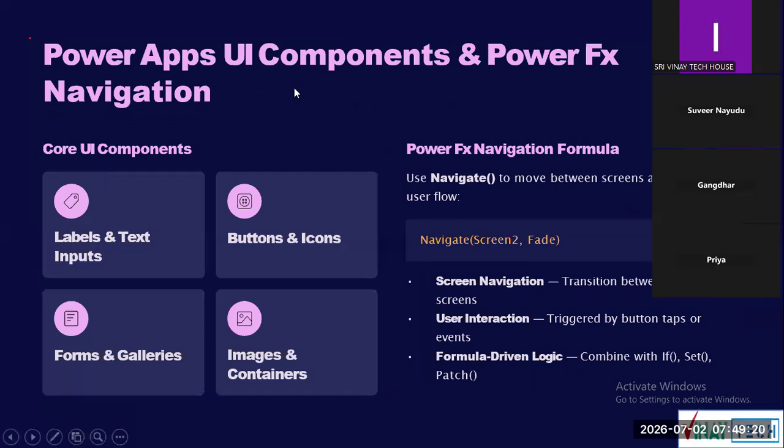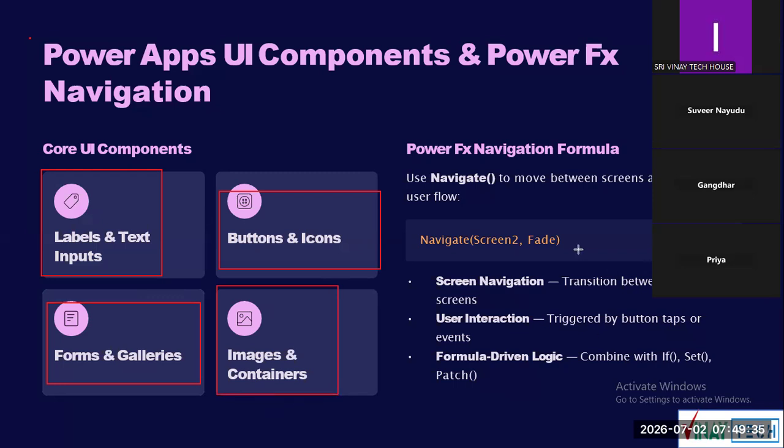These are the Power Apps UI components, guys, and Power Fx navigations. As we discussed, we can drag and drop labels, text inputs, buttons, icons, forms, galleries, images, and containers. We can navigate between screens by using the Navigate function. We can do screen navigation and user interactions from formula-driven logic. We connect all these things.